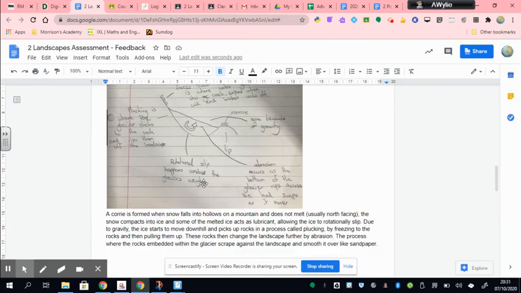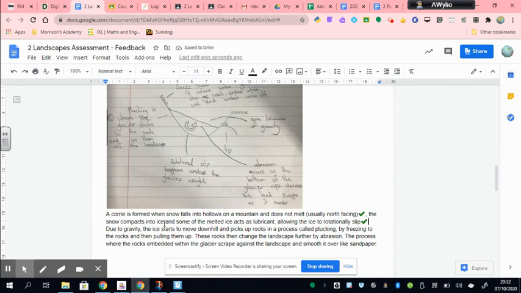Well, let's just have a little look at the written answer. It's a slightly different way of answering this, but it's a really good written answer too. So a corrie is formed when snow falls into hollows on a mountain and does not melt, usually north facing. Now, if the student had actually told me also that that's because north facing slopes are cooler, which is why the ice doesn't melt, it could have been 2 marks for that sentence. The snow compacts into ice, and some of the melted ice acts as a glacier, allowing the ice to rotationally slip. Now, once again, this answer, we're just needing one little extra bit.